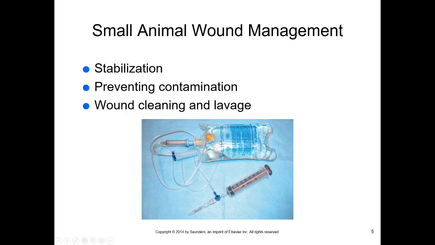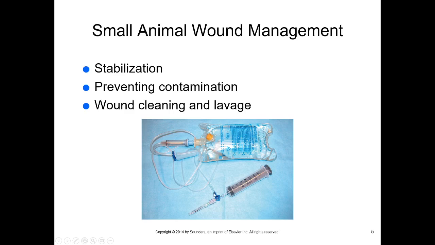Here's a really good example of how to clean a wound. We're using a big bag of fluids. This is a 500 ml bag of fluids. We've got an administration set. It's set up to a 3-way stopcock here, and this is a 3-way stopcock because we have 3 different ways that this fluid can go out. This is a syringe and a needle.